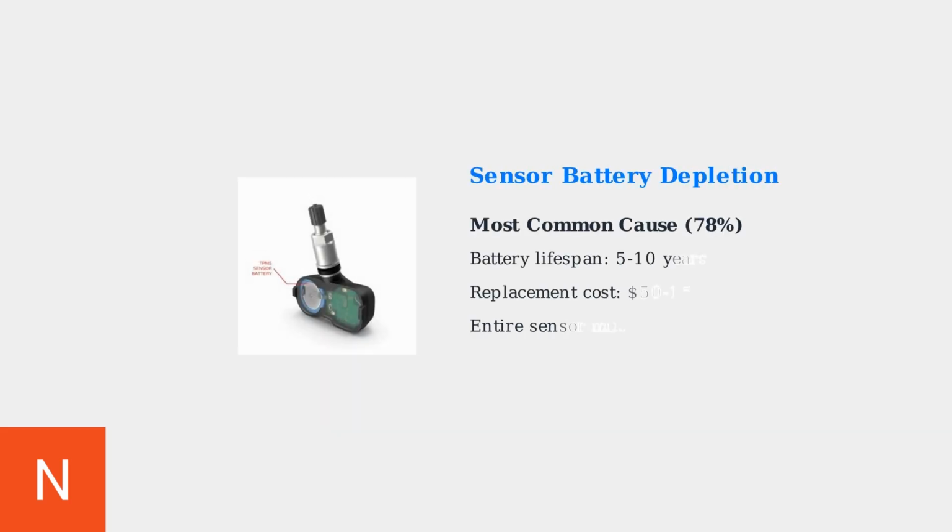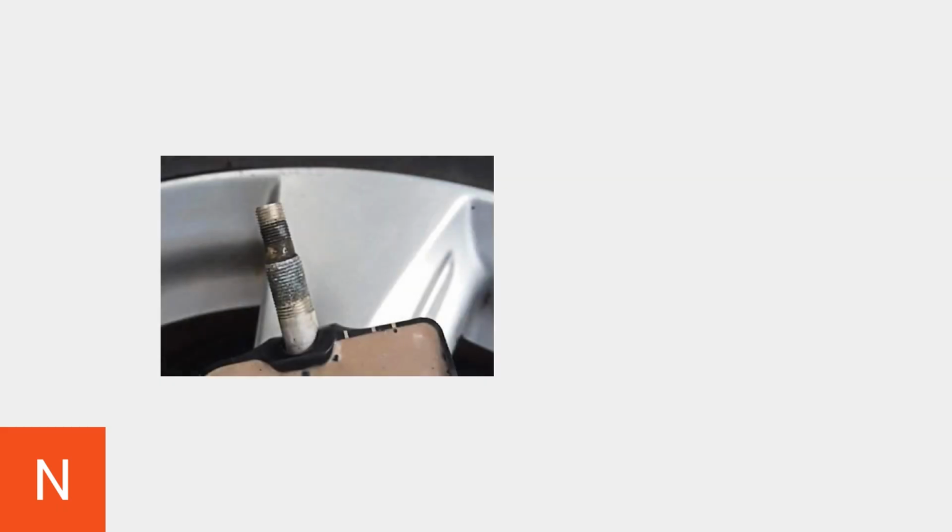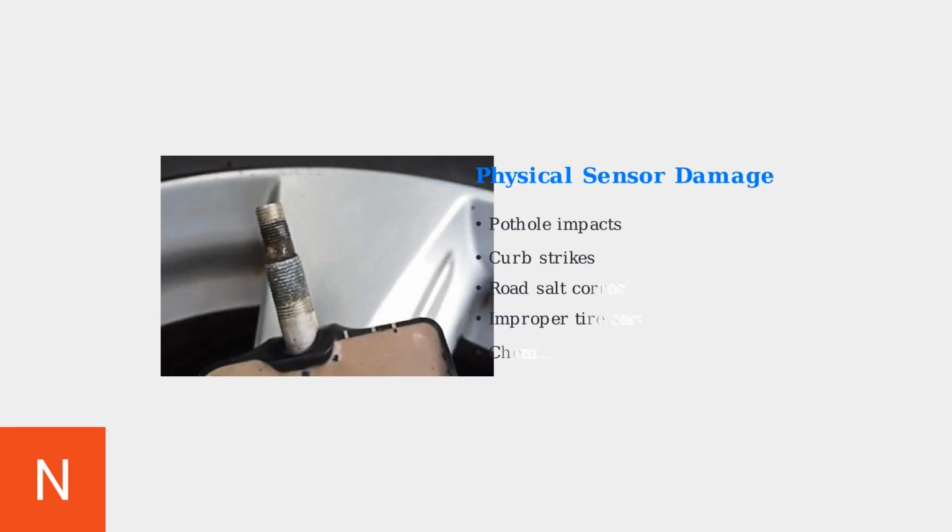The most common cause of TPMS faults is sensor battery depletion. These sensors typically last 5 to 10 years, and when the battery dies, the entire sensor needs replacement, costing $50 to $150 each. Physical sensor damage is another common cause. This can result from impacts with potholes, curb strikes, or corrosion from road salt and harsh chemicals. Improper handling during tire service can also damage sensors.